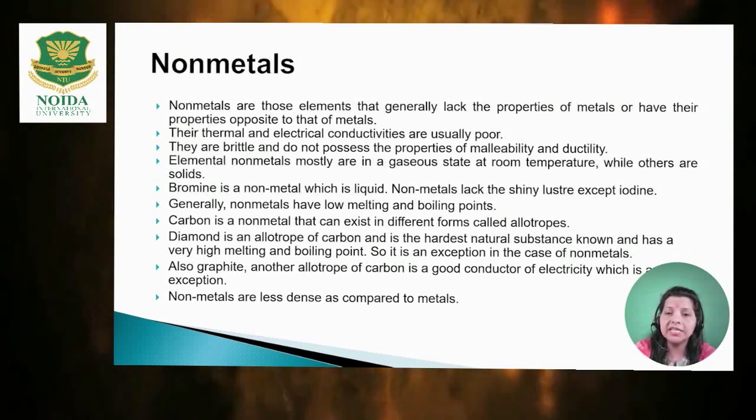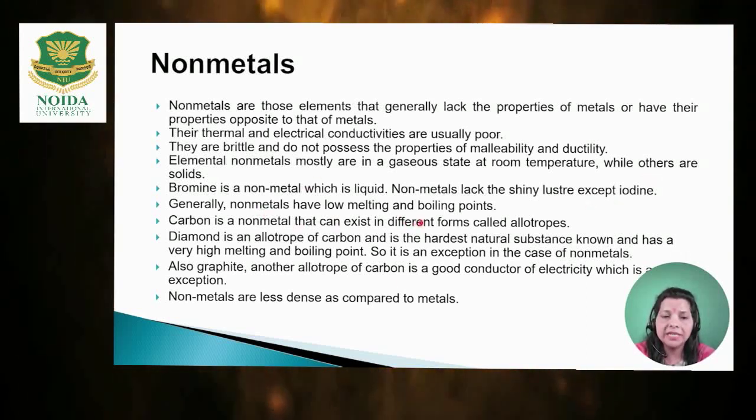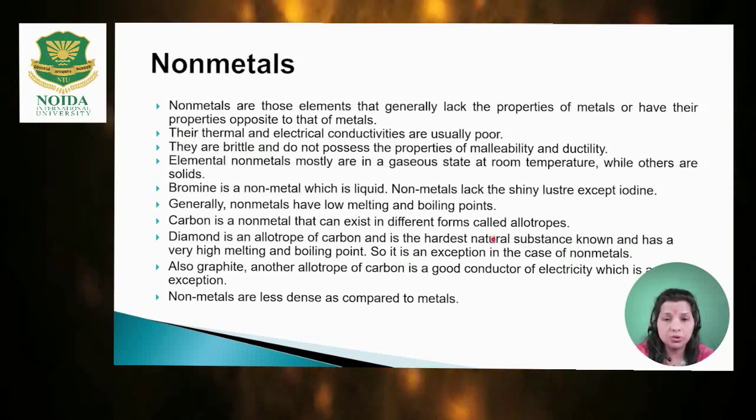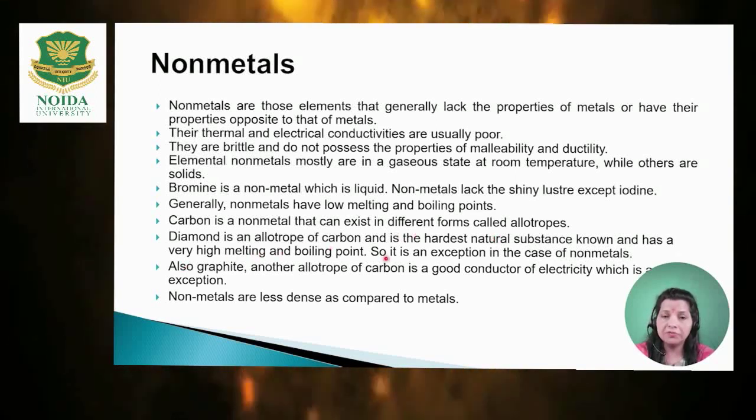Non-metals lack the shiny luster except iodine. Generally, non-metals have low melting and boiling points. Carbon is a non-metal that can exist in different forms called allotropes. Diamond is an allotrope of carbon and it is the hardest natural substance known and has very high melting and boiling point. So it is an exception in the case of non-metals.